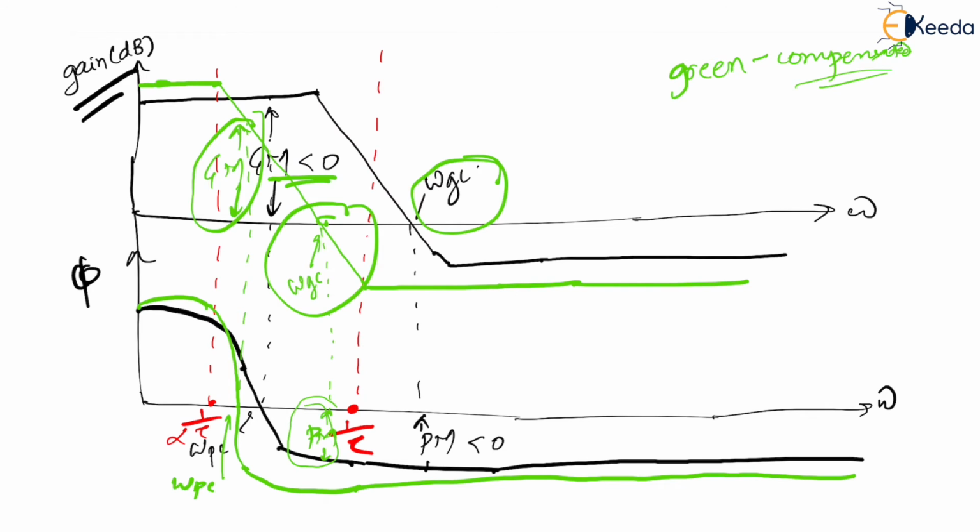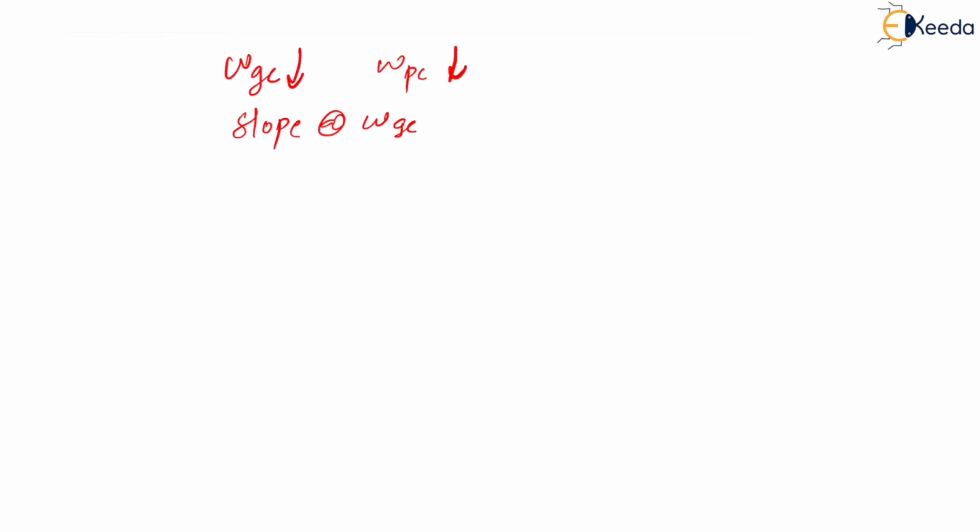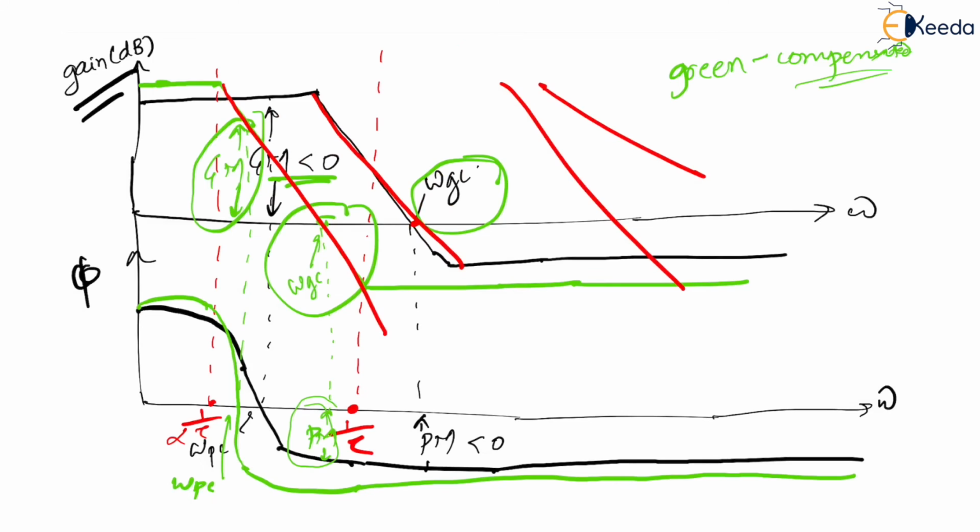So let me just simply write them down so that it will become easy for you. So omega GC reduced, omega PC reduced. Slope at omega GC: if you see at omega GC, the initial slope was this way, but now it has become this way, which means slope has increased. So omega GC slope has increased, and definitely PM reduced and GM also reduced.